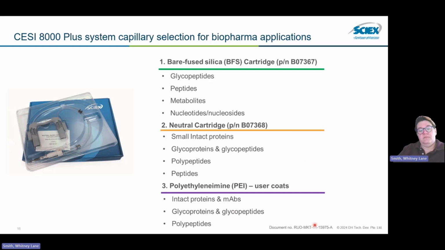The advantage of the PEI coating is that if it becomes damaged, you can rinse the capillary with base and then redo the coating. If the neutral cartridge becomes damaged, the coating becomes damaged at any time, then we need to replace the capillary.